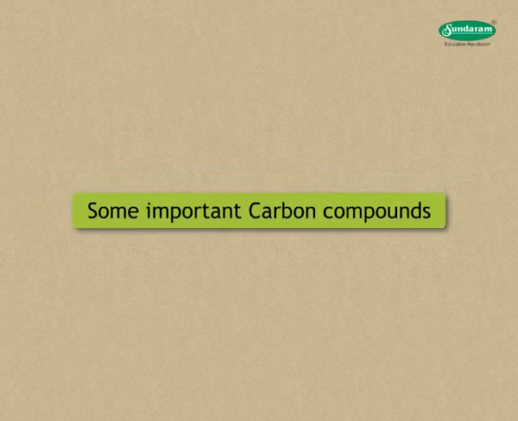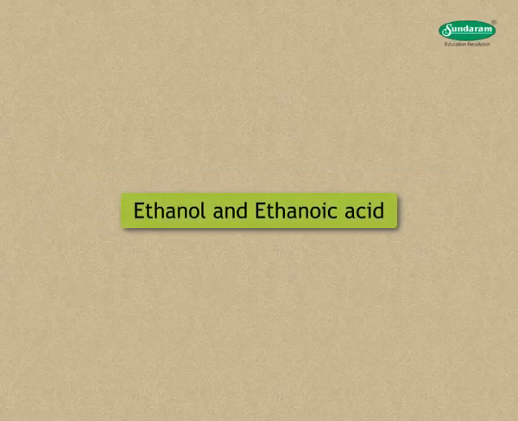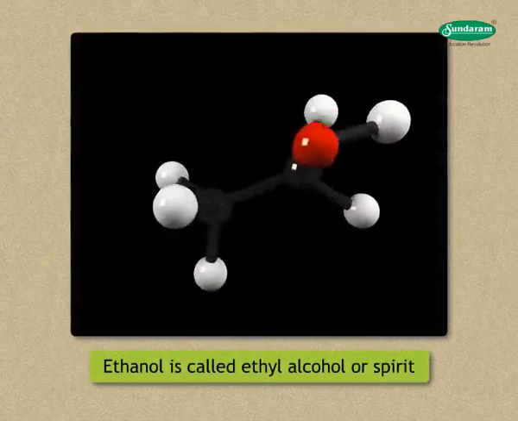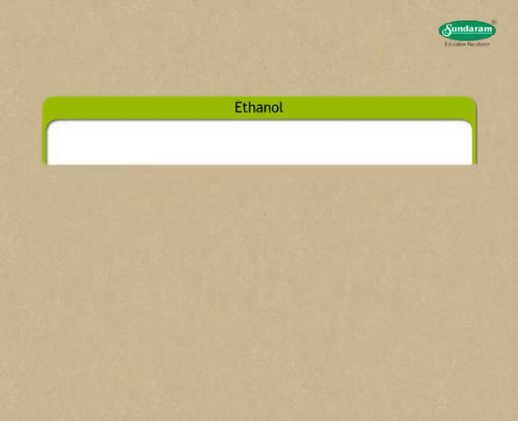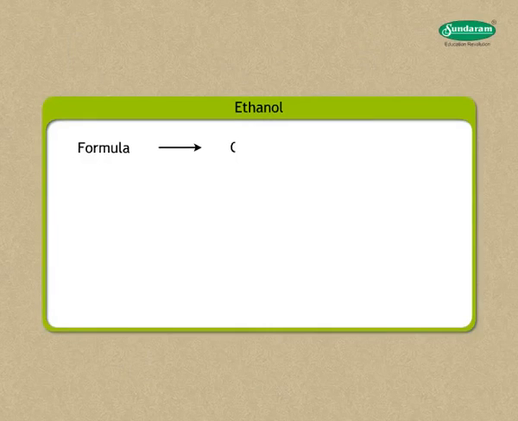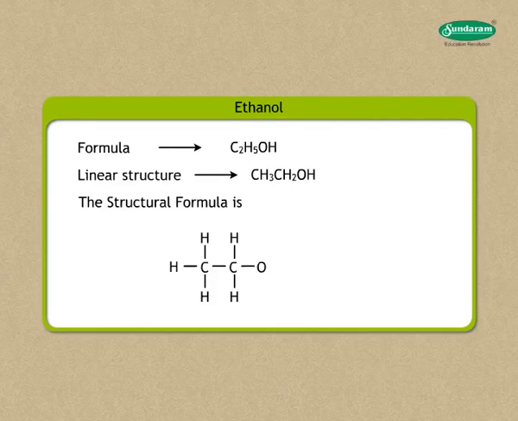Some important carbon compounds: ethanol and ethanoic acid. Ethanol is called ethyl alcohol or spirit. Ethanol has a formula C2H5OH and has a linear structure CH3CH2OH. The structural formula is given here.